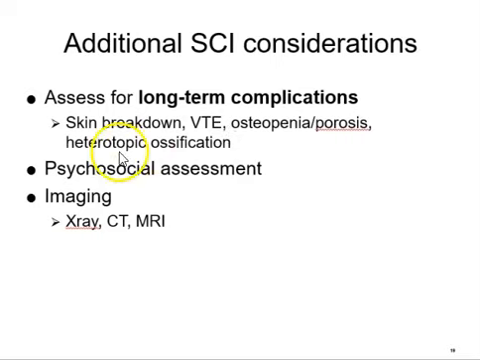A new term for you might be heterotopic ossification, or HO. It's a bony overgrowth often into muscles. You want to look for swelling, redness, warmth, and decreased range of motion of the involved extremity, and the hip is the most common place where HO occurs.